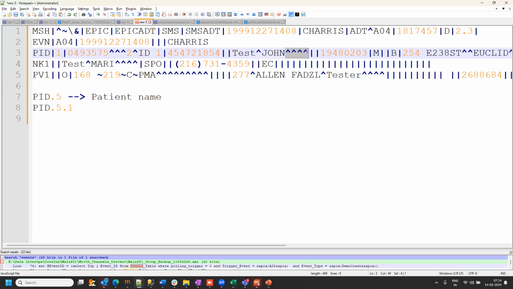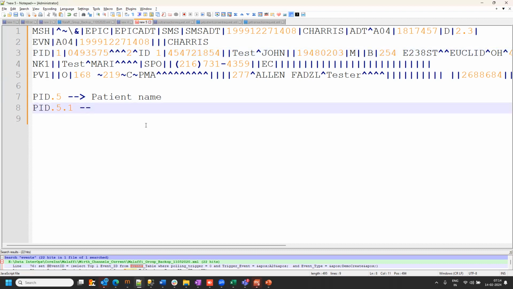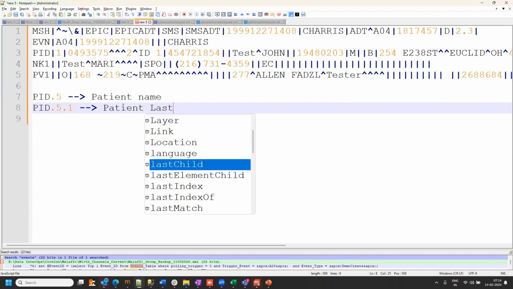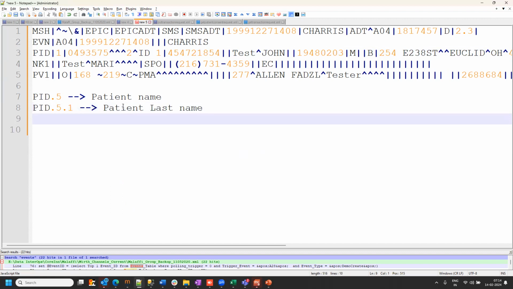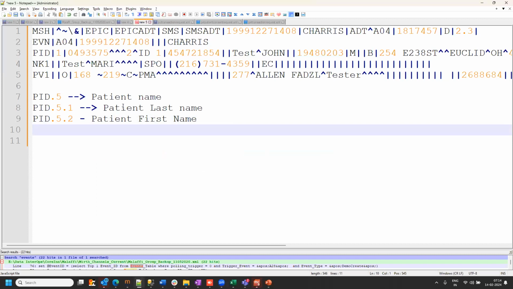If you do not have any data, it is not mandatory to go ahead and send the carets and empty components. You can also send like this. Okay, and if you talk about PID 5.1, that would be patient's last name. And PID.5.2 is patient's first name. So this is 5.1, this is 5.2, and PID 5.3 would be your middle initial.